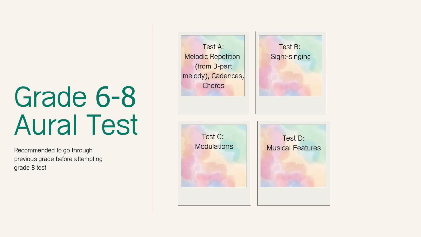Here is an overview of the Grade 6 to 8 oral test. It is highly recommended to go through the previous grade before attempting the Grade 8 test. Test A would be a melodic repetition from a 3-part melody, cadences, and chords. Then Test B, sight singing. Test C, modulations, and Test D, musical features.